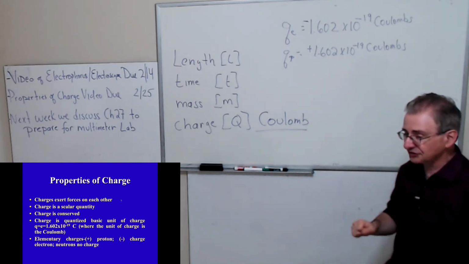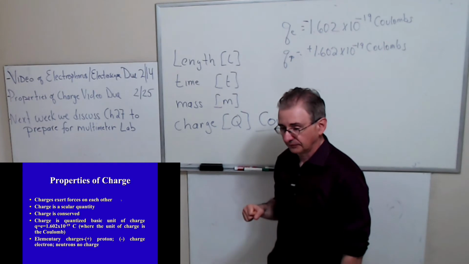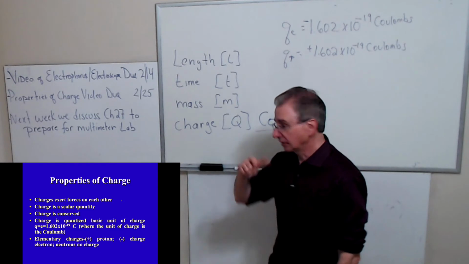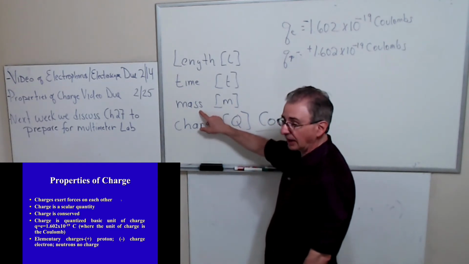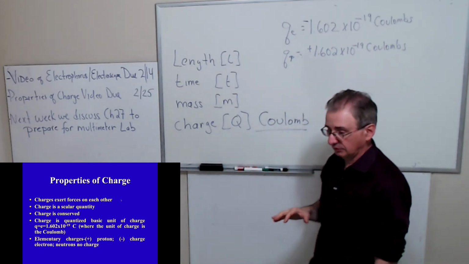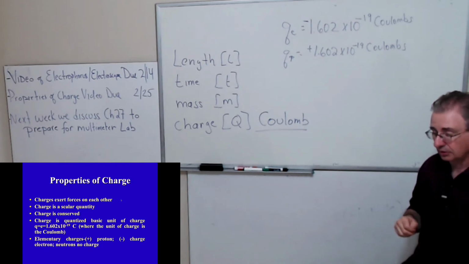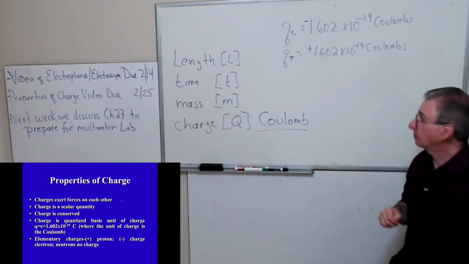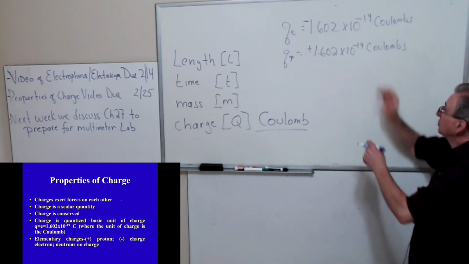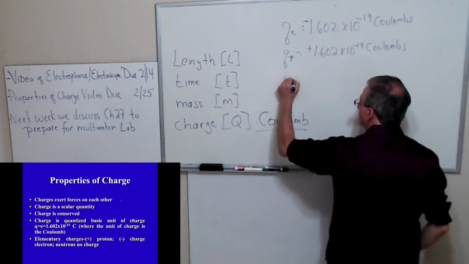Charge, just like mass, is a scalar quantity. It's just defined by how much, no direction. The only difference is that mass can only be positive. Charge can be positive or negative. Charge is conserved, and these are the basic units of charge. The magnitude is 1.602 times 10 to the minus 19. So I can say the magnitude of the basic unit of charge.